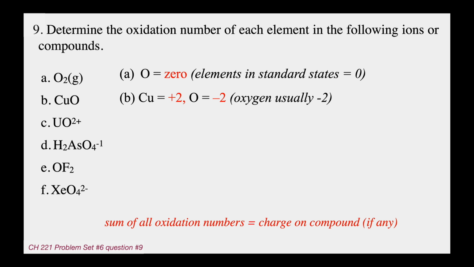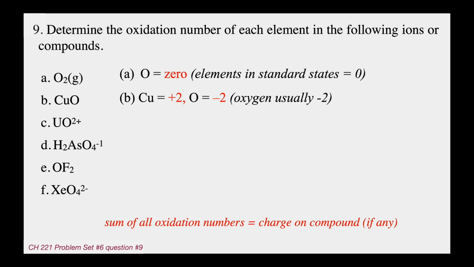It's not -2 when it's with fluorine. It's not -2 when it's with a peroxide, which is weird, but most of the time in a compound, oxygen will be -2, and the copper has to be +2 if the sum of the oxidation numbers equals 0, the charge on the compound. The next one is a uranium oxide compound, and you can see there's a U and an O, but there's also a charge of +2.